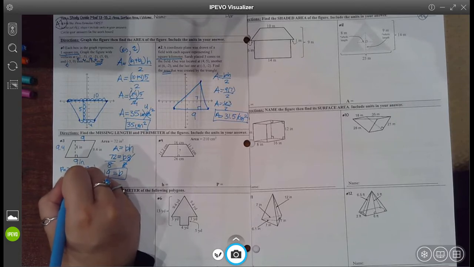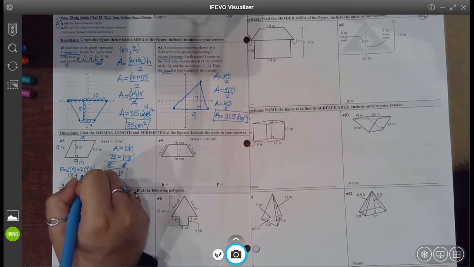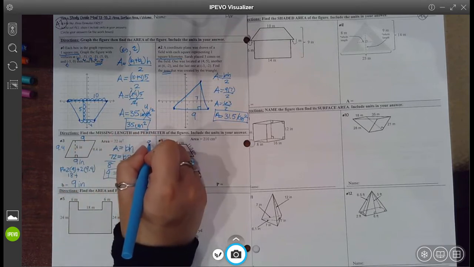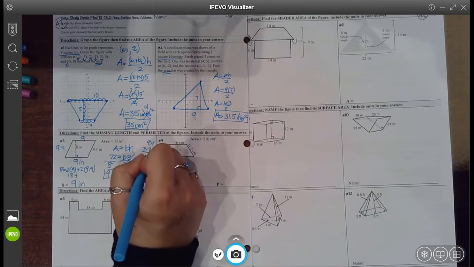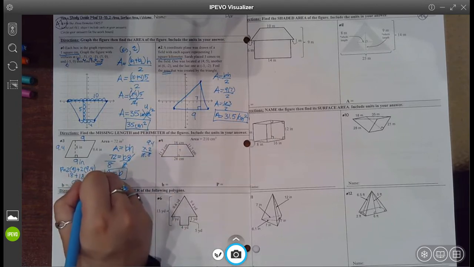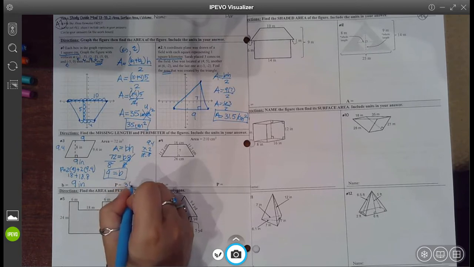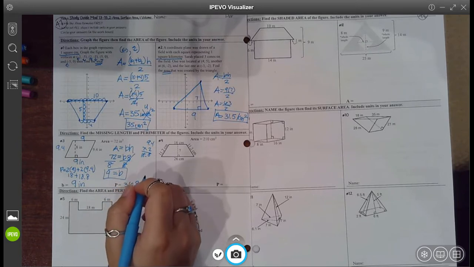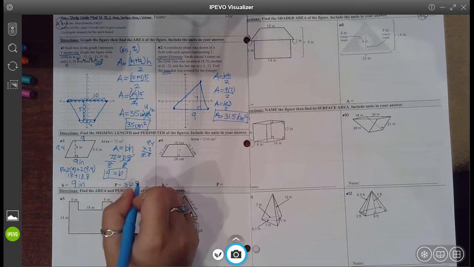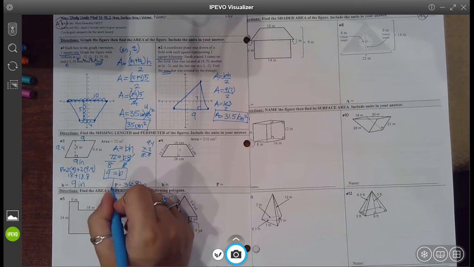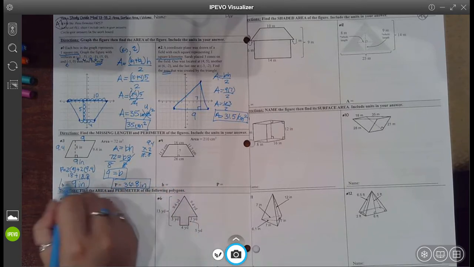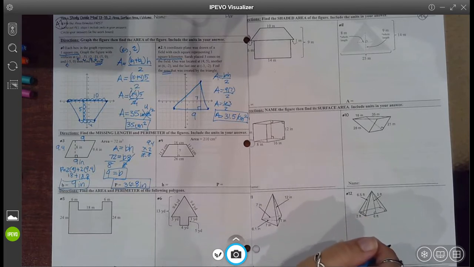2 times 9 is 18. 2 times 9.4, let's see, you get 18.8. Add those together, you get 36.8. Is it inches or inches squared? We were solving for perimeter, so it's just inches. All right, you found both the base and the perimeter for that one.